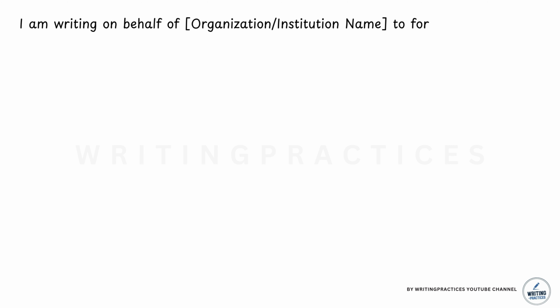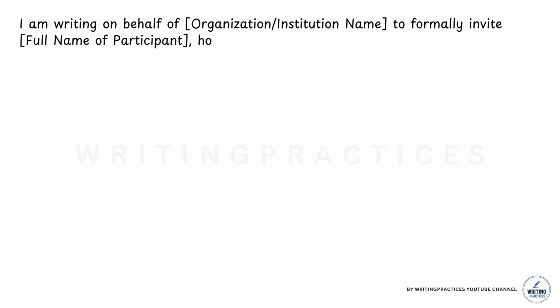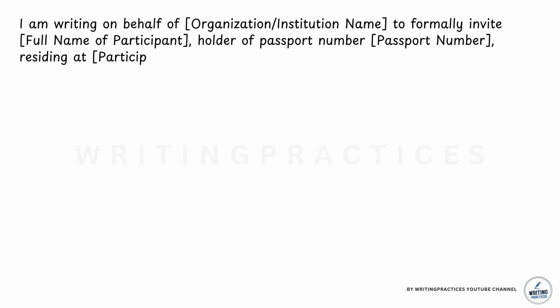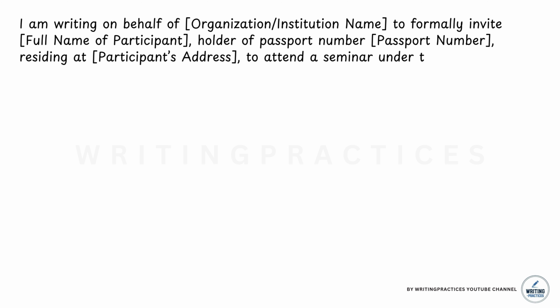The opening paragraph introduces the invitation itself. You clearly state the participant's full name, passport number, and the purpose of the invitation. For example, I am writing on behalf of organization or institution name to formally invite full name of participant, holder of passport number, passport number, residing at participant's address, to attend a seminar under the J1 Exchange Visitor Program. This paragraph is essential because it identifies who is being invited and under which program. Including the passport number allows the embassy to confirm the participant's identity. Mentioning the program type ensures clarity about the visa category and the participant's intentions.